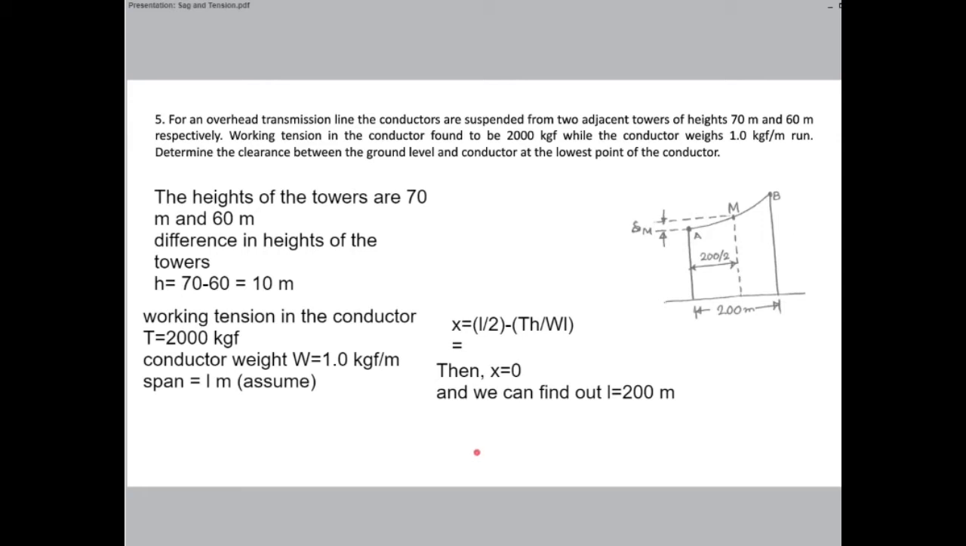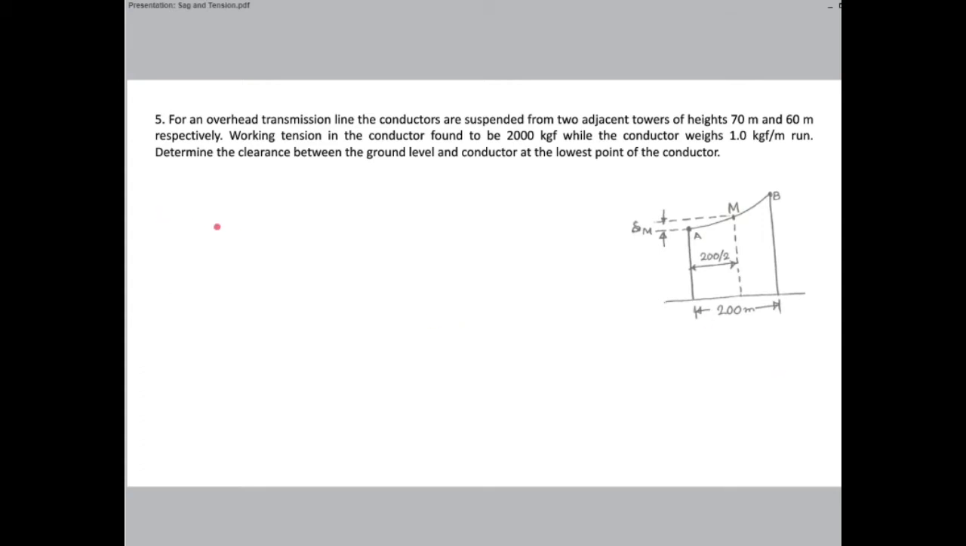Okay, once we have L, then we can find out this delta M. When we have this L span 200, we can see that M is located at the middle point, which is 200 over 2 from the diagram. So the sag of that point M, the middle point between the two towers, is denoted as delta M.